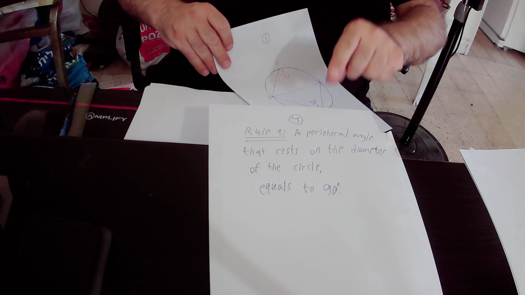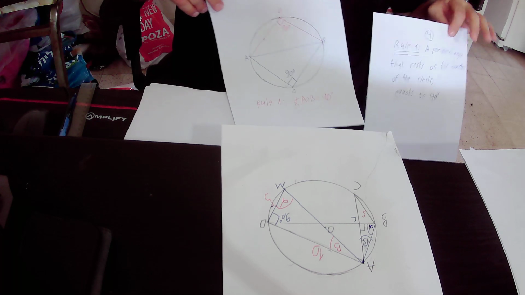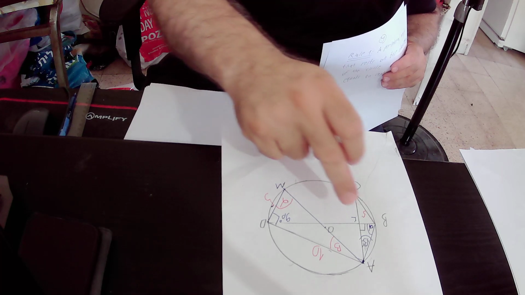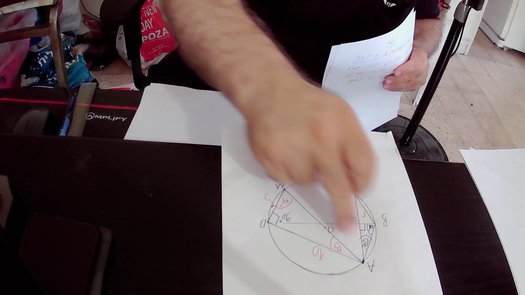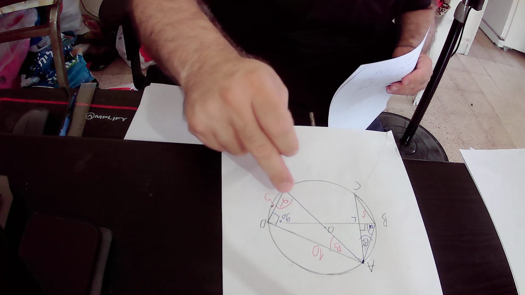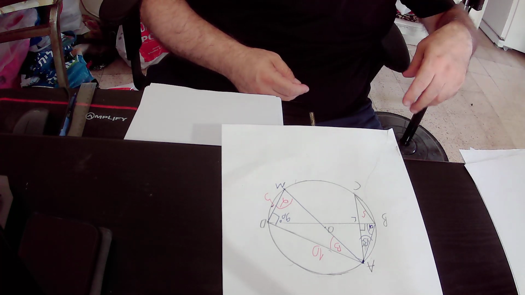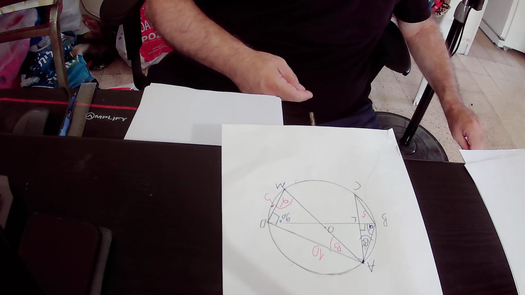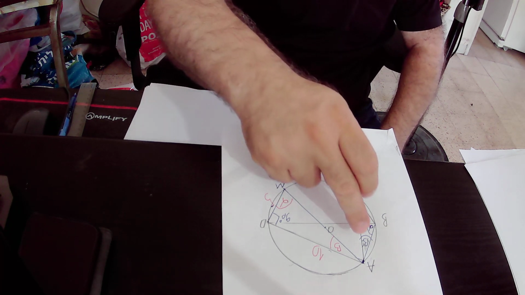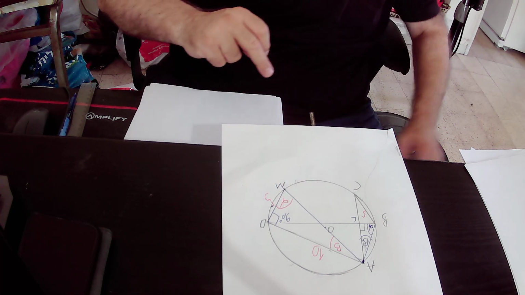So we can implement rule number 1 in our circle, because angle ADM rests on chord AM, that is the diameter of this circle, and according to rule number 1, angle ADM equals 90 degrees. Okay, very simple. Because angle ADM rests on the diameter of the circle, according to rule number 1, it equals 90 degrees.